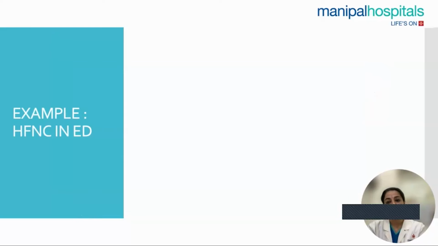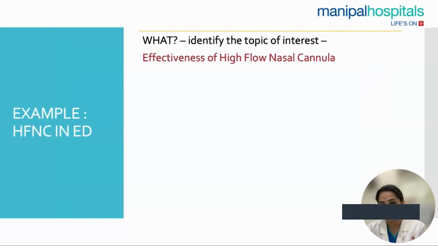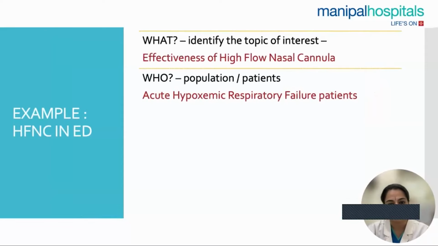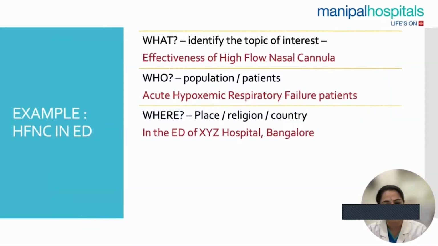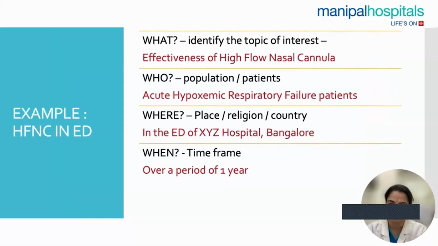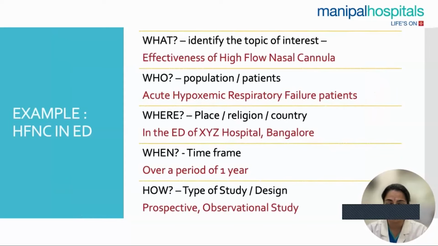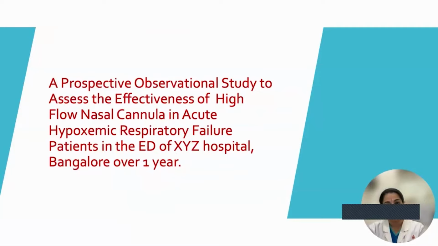So then I'd like to answer the 5 questions which I asked you earlier. So what is the topic? I'd like to look at effectiveness of high flow nasal cannula. On whom? On acute hypoxemic respiratory failure patients. Where? In the ED of probably XYZ hospital in Bangalore city. When? Over a period of 1 year. And how am I going to do the study? I'm going to make it a prospective observational study. So when I look at the topic again, it will be a prospective observational study to assess the effectiveness of high flow nasal cannula in acute hypoxemic respiratory failure patients in the ED of XYZ Hospital Bangalore over a period of 1 year.